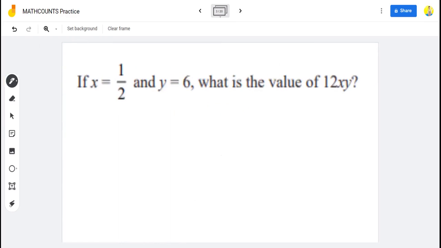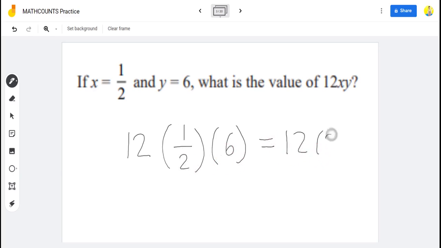If x equals 1/2 and y equals 6, what is the value of 12xy? So just plug in x and y in this expression. 12 times 1/2 times 6 equals 12 times 3 equals 36.